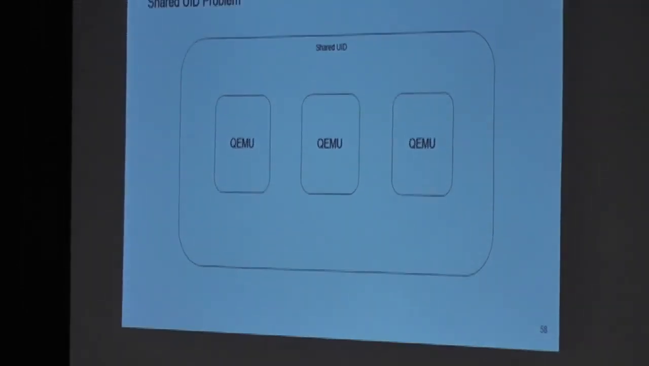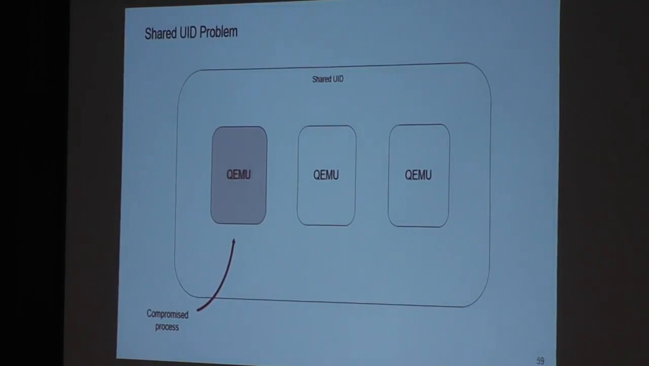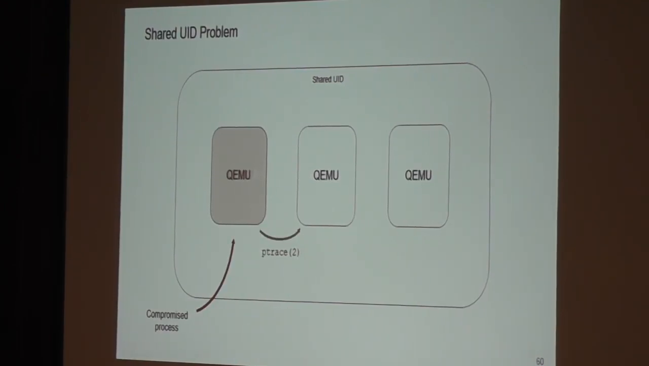But why isn't this a good idea? Well, if one of those processes gets compromised, then it can issue a ptrace against one of the other processes for the same user. And now whilst QEMU can't directly see the guest's memory because of the other restrictions we put in place, it can still see the interactions between that QEMU and its guest, so it can still introspect on it.